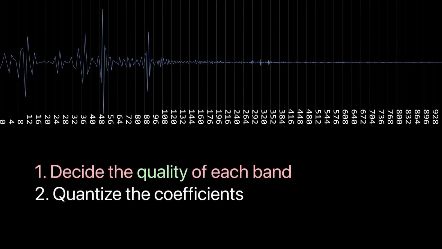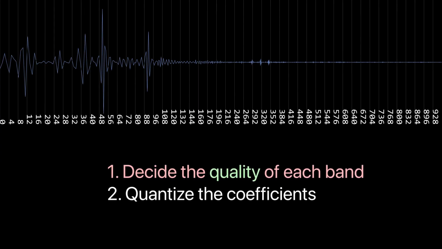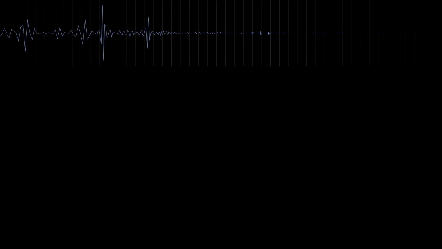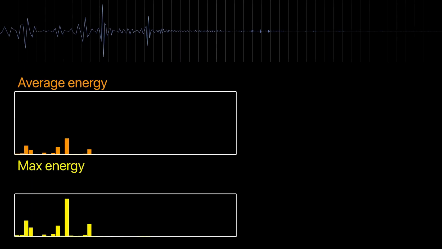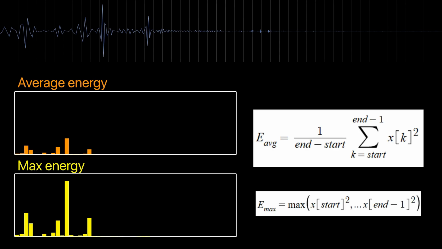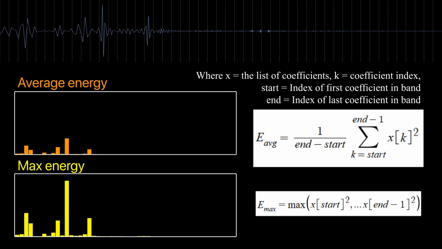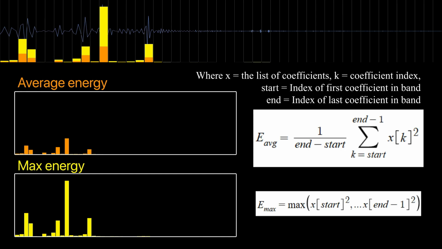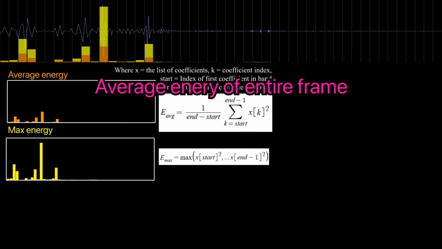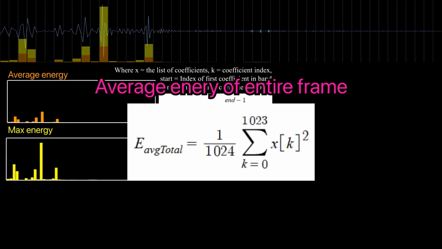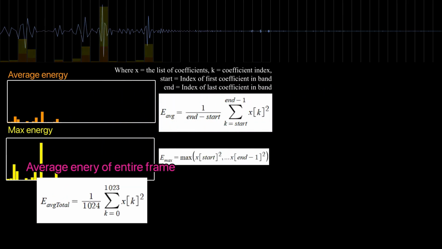Our first step will be to decide the quality of each band. For each band, we will find the average energy and maximum energy using these formulas. These energy values essentially give us an idea of the amount of data within each band. We'll also find the average energy of all 1024 coefficients in the entire frame with this formula.